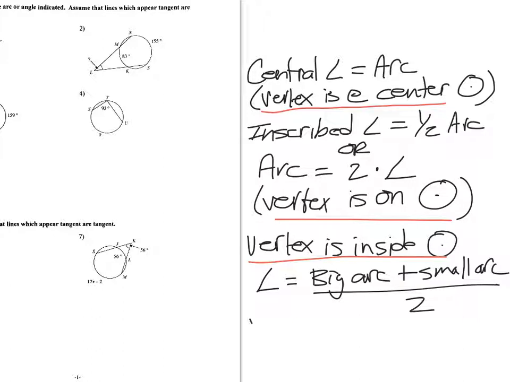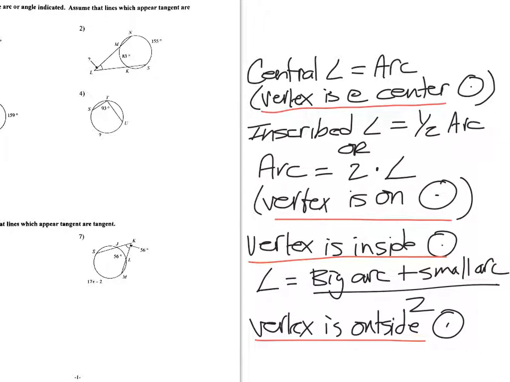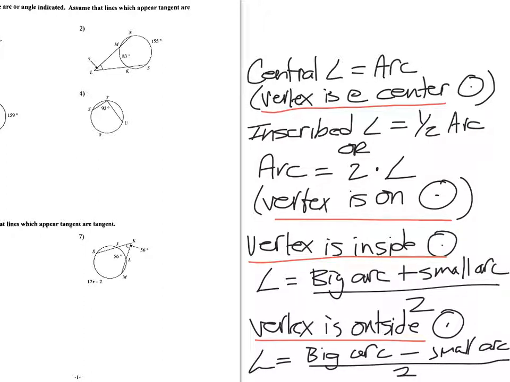And then the last one, vertex is outside the circle. Then the angle is equal to big arc minus small arc, all divided by 2. I hope I emphasize that enough. These are the main concepts we want to remember as we go through these. So I'm going to block them off so they're separated here, and then we'll come back and reference them as we go through.